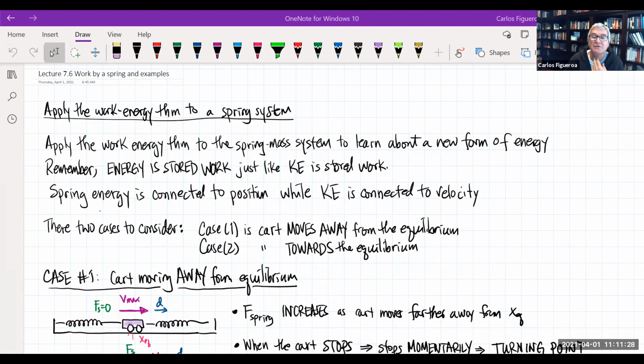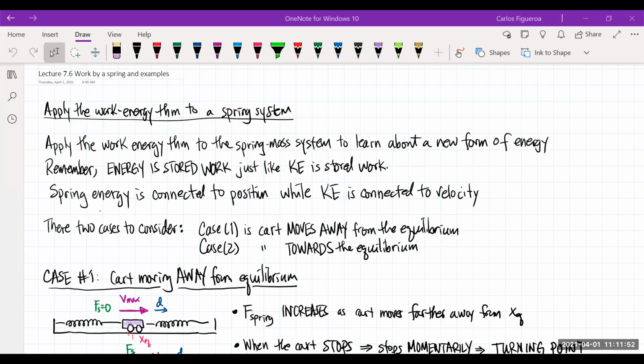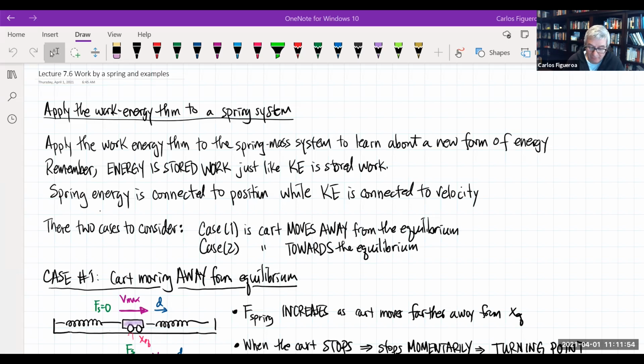And when we apply it to the spring system, we're going to try to do the same thing that we did with kinetic energy. What do I mean by that? Well, when we applied the work energy theorem to kinetic energy, we took a work and we changed the speed of a car. So the energy that was stored by doing that work is what we called kinetic energy. So kinetic energy is stored energy.